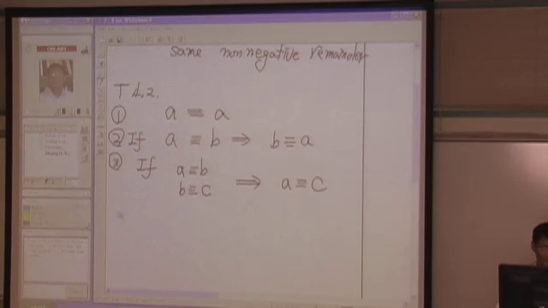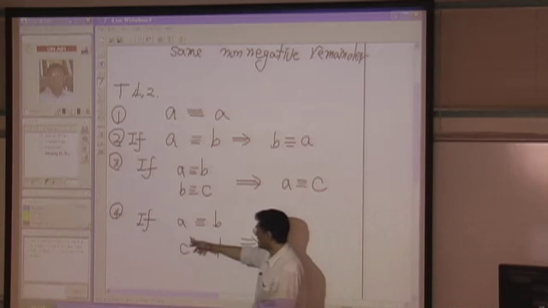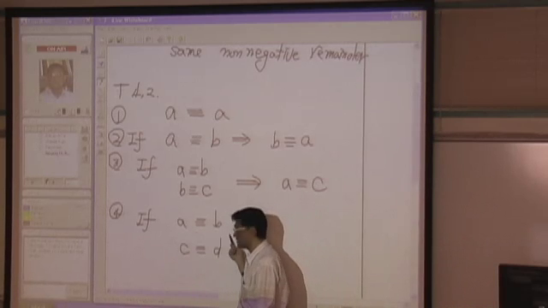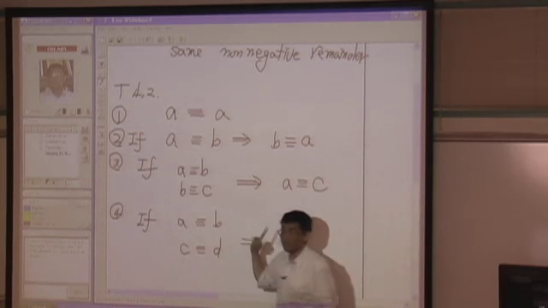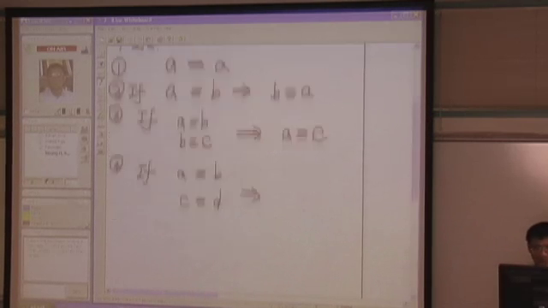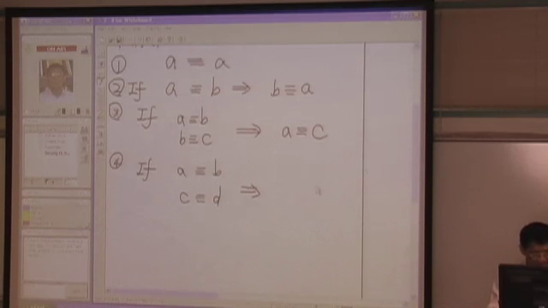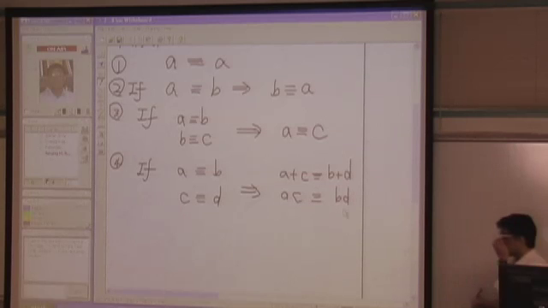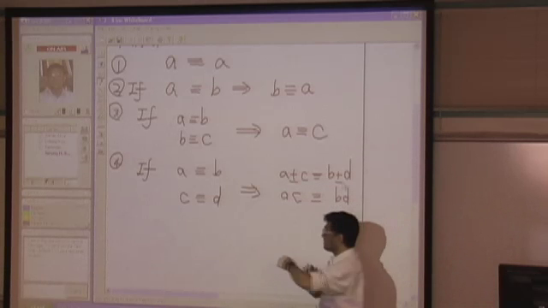The next thing: if A is congruent to B and C is congruent to D, then we can, like equalities, add these two things, subtract these two things, multiply these two things, right? Like congruence, like equalities that we handled before. So I will write down all the cases. A plus C is congruent to B plus D, and AC is congruent to BD, right? Any questions?